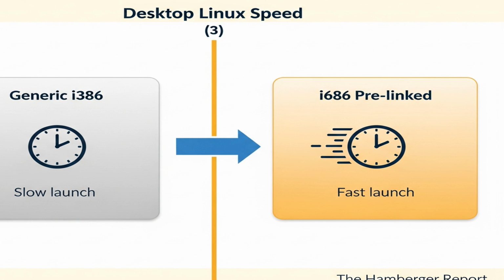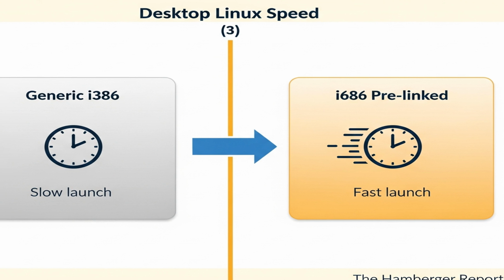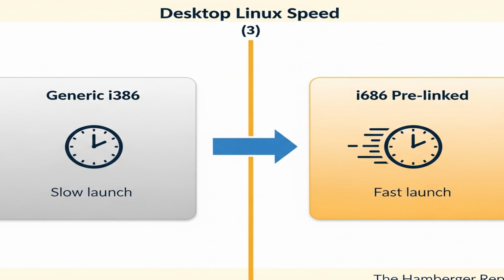By 2003, i686 was what people owned. Compiling specifically for i686, with the instruction set extensions that architecture supported, produced binaries that ran measurably faster. This was not a marginal improvement. You could feel it in application launch times.